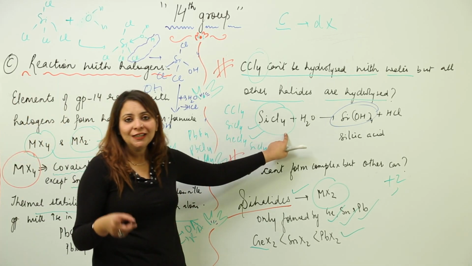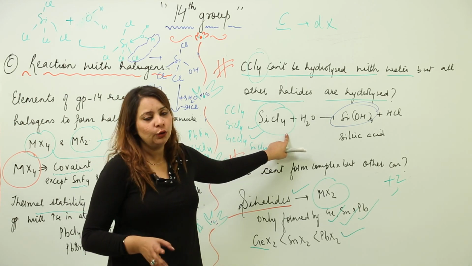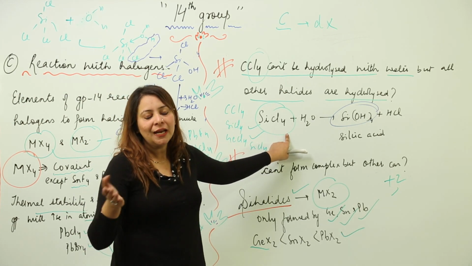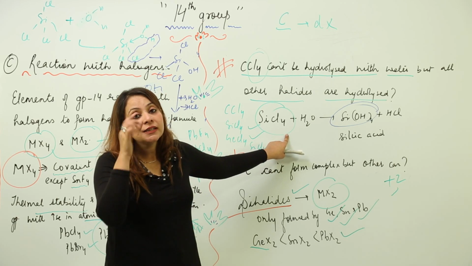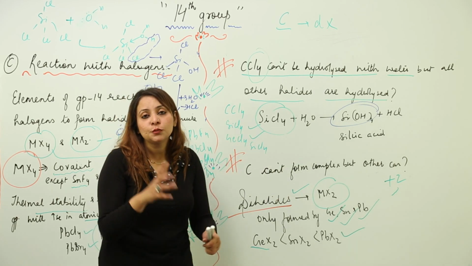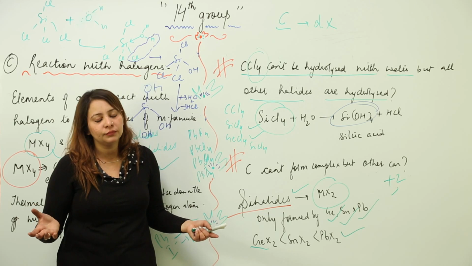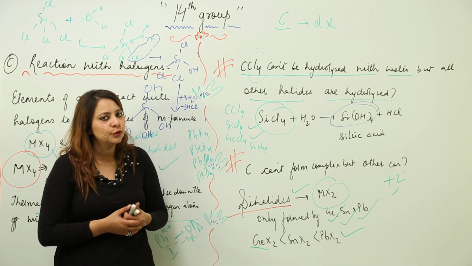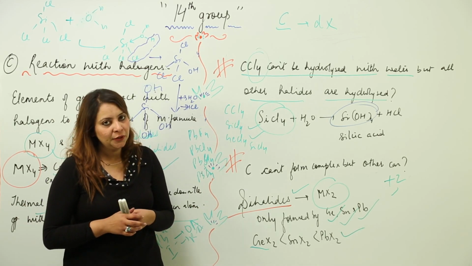So this is actually seen in silicon tetrachloride and the rest of the halides also, but it is not seen in CCl4. The reason is that it is small in size and cannot hold the bigger water molecules with it. So therefore it cannot be hydrolyzed.